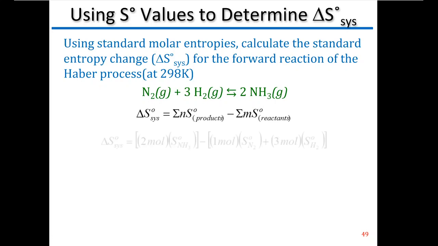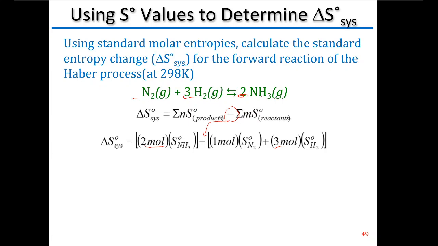So now let's set this up. Just setting up our equation quickly. The product side, we're going to have 2 moles of ammonia. So 2 moles times, this 2 comes from this 2 here, the entropy of ammonia, minus, just straight from our equation, 1 mole entropy of nitrogen plus 3 moles entropy of hydrogen.